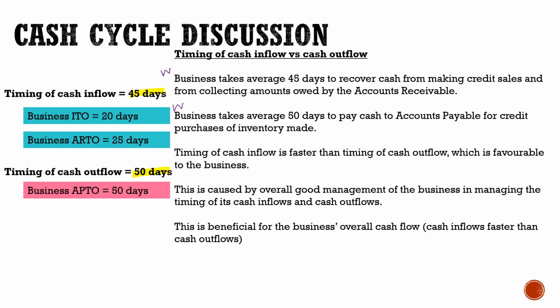The timing of cash inflow is faster than the timing of cash outflow, which is favorable to the business. That's a T and F right here. This is caused by overall good management of the business in managing the timing of its cash inflows and cash outflows. That's the cause. And lastly, this is beneficial for the business overall cash flow, as the cash inflows are faster than the cash outflows. And that's the effects, in this case positive effects on the business cash flow.